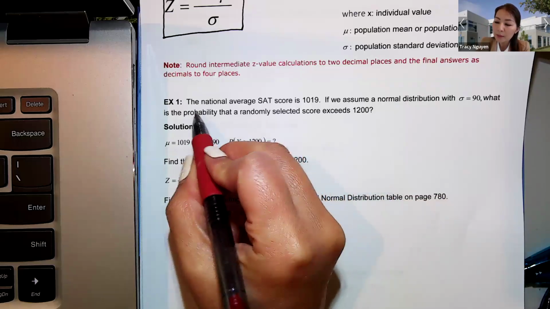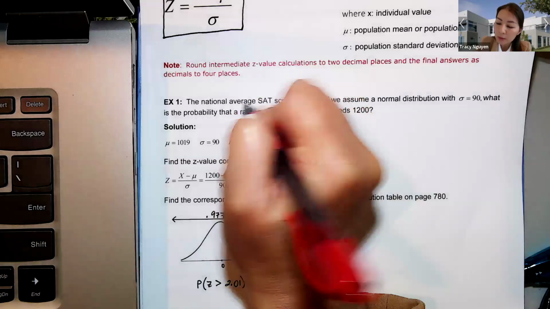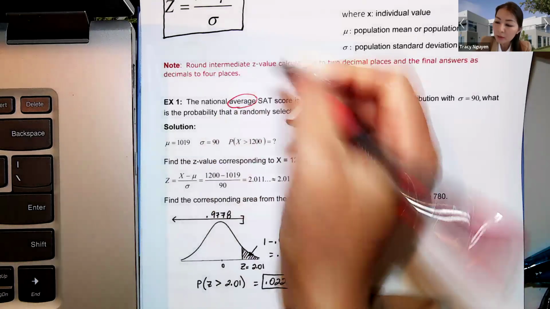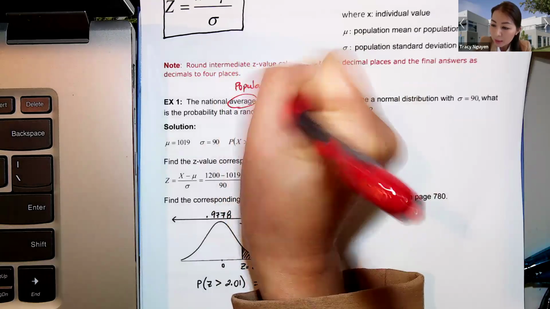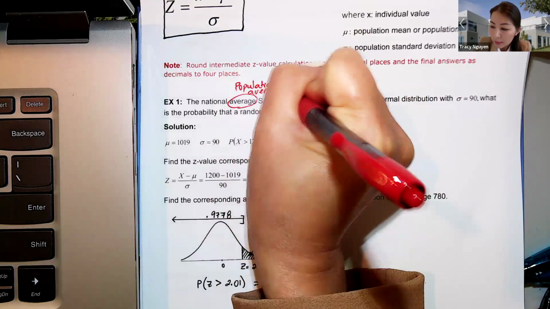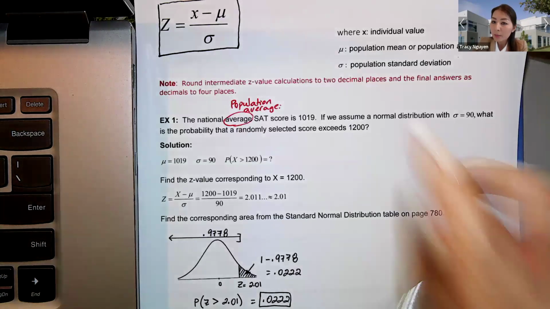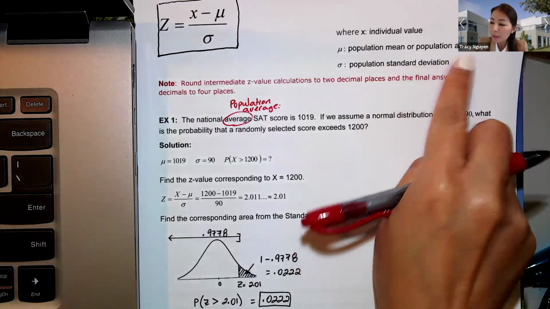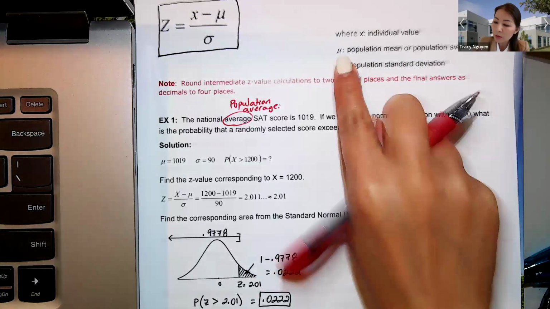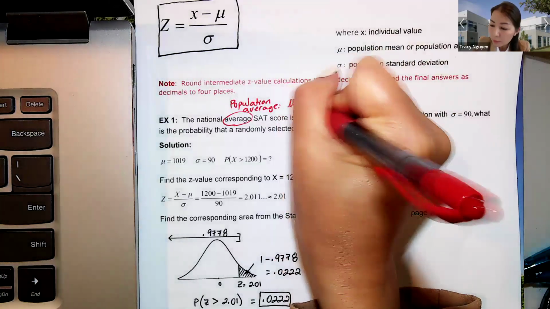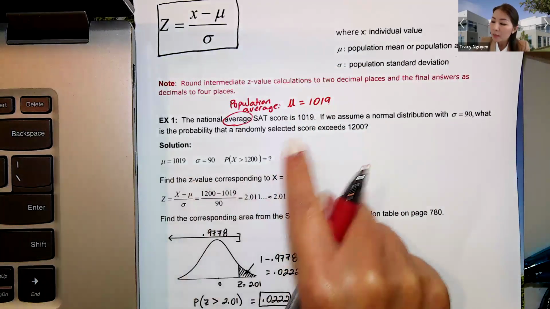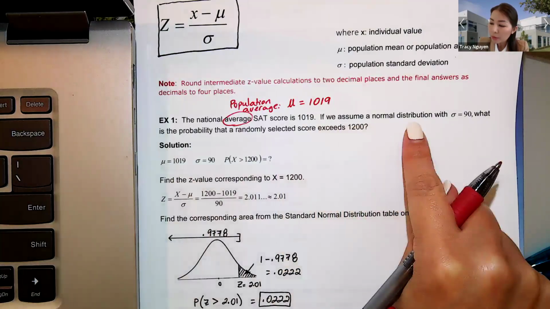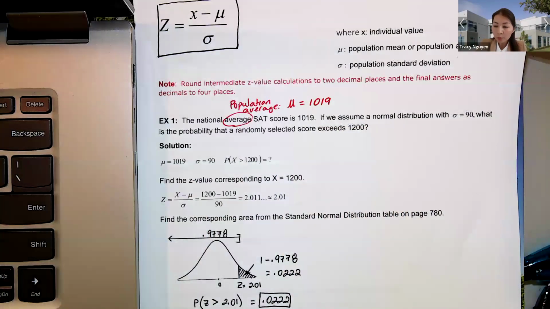So from the first sentence, the national average, the keyword here is the word average. This tells us we have the population average, which we stated in our formula earlier. Population mean or population average, we have the notation of mu. So mu equals 1019, all right?